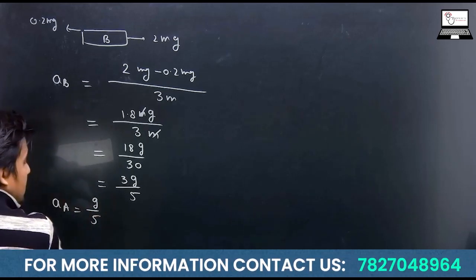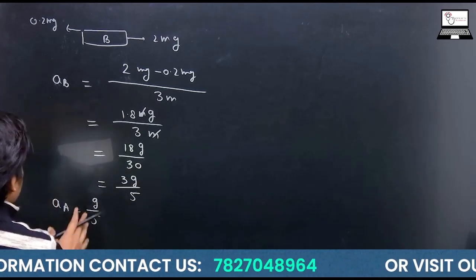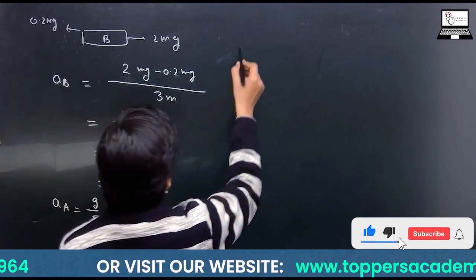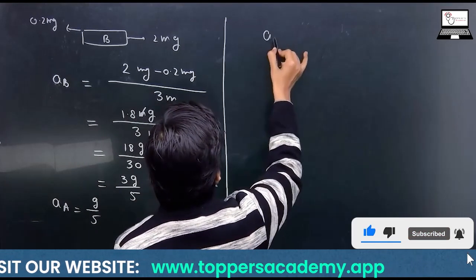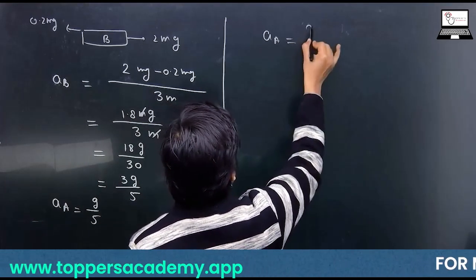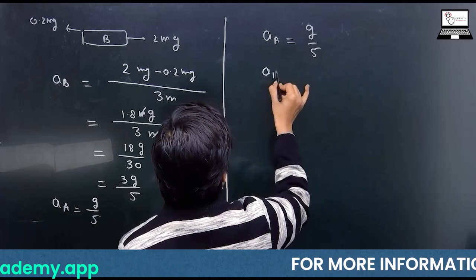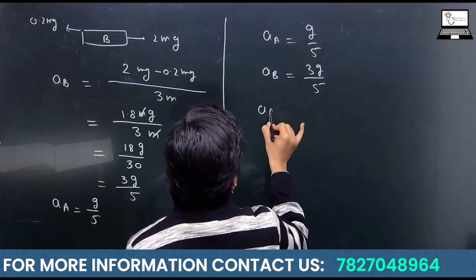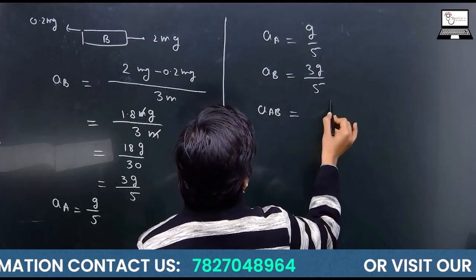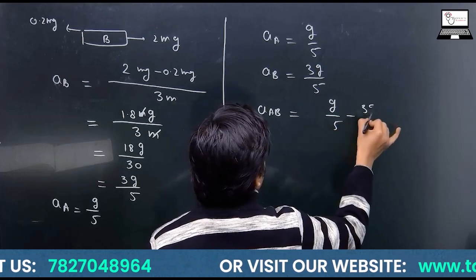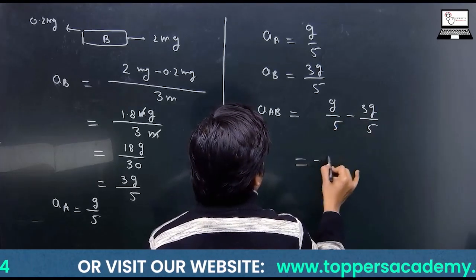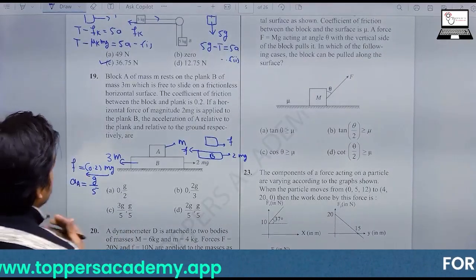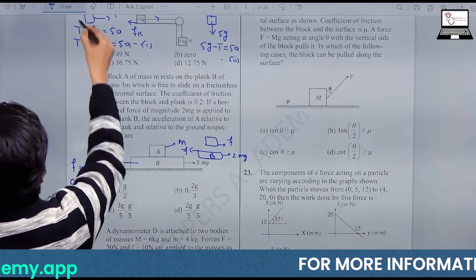Now, see this acceleration of B, and the maximum acceleration of A with which they can move together, which is g by 5. So they cannot move together; they will slip on each other. The acceleration of A with respect to the ground is g by 5, and the acceleration of B with respect to the ground is 3g by 5. The acceleration of A with respect to B is g by 5 minus 3g by 5, which comes out to be minus 2g by 5. So for this question, the correct option is 2g by 5.